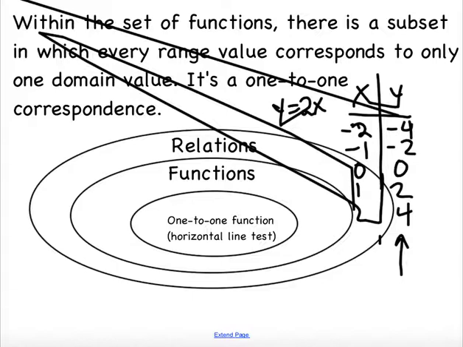But to be one-to-one, we have one output value gives us one and only one input value. It goes back and forth. That is a specific type of function called the one-to-one function. And we use a horizontal line test, just like we would use a vertical line test. If it hits only one place, then we're good to go. That's a one-to-one function.